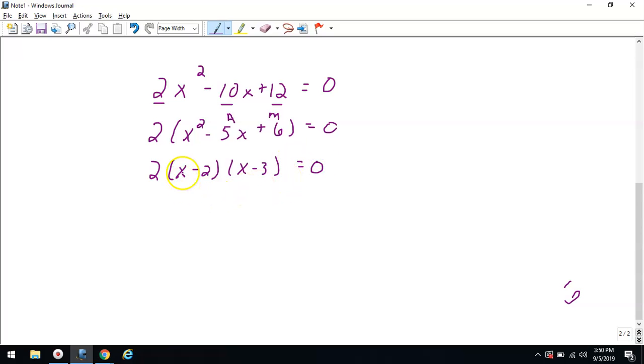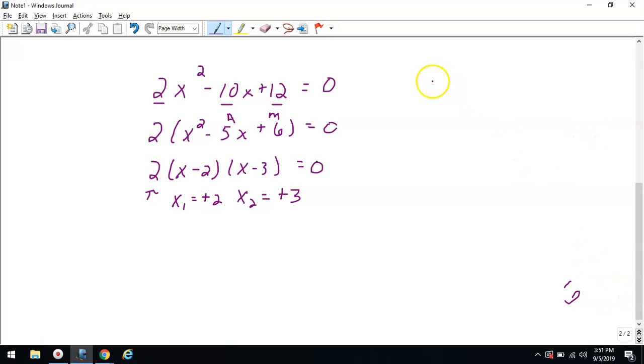is equal to 0. So my answers are, this 2 doesn't matter out here because if I multiply it by 0, it's still going to be 0. So x sub 1 is going to be equal to positive 2, and x sub 2 is going to be equal to positive 3. All right, what do we got next?